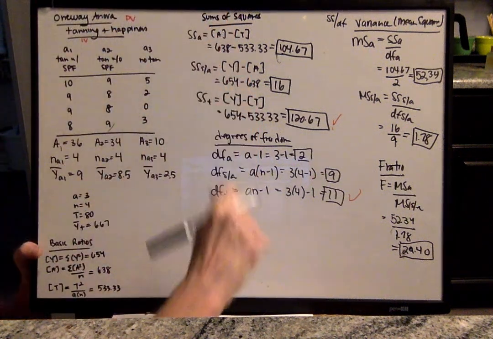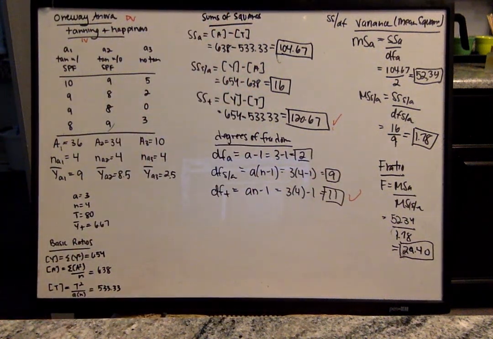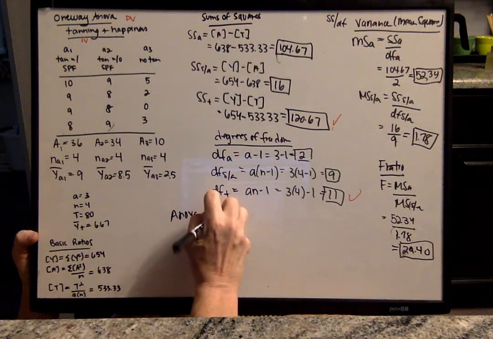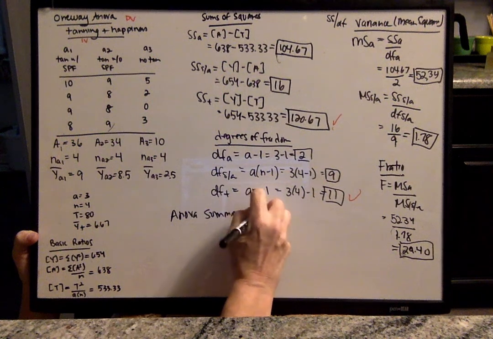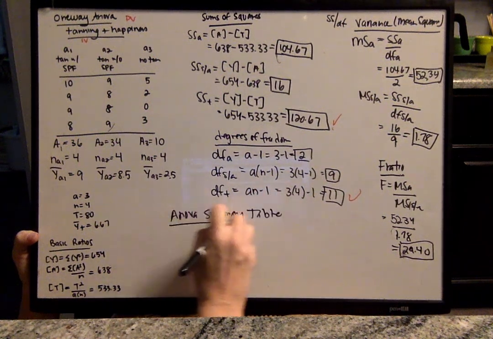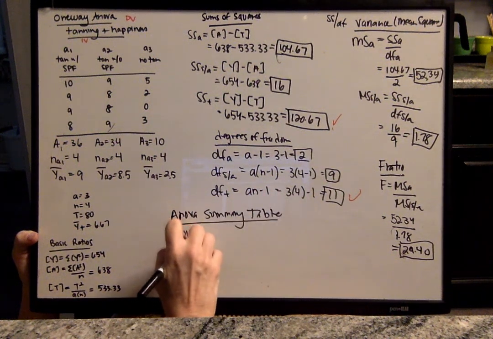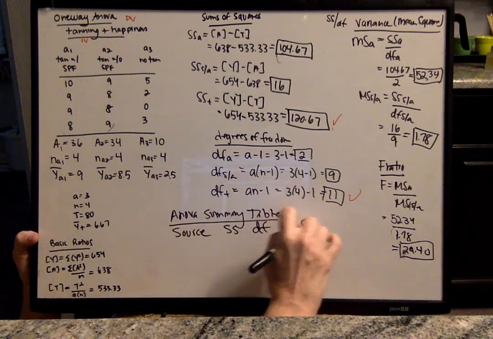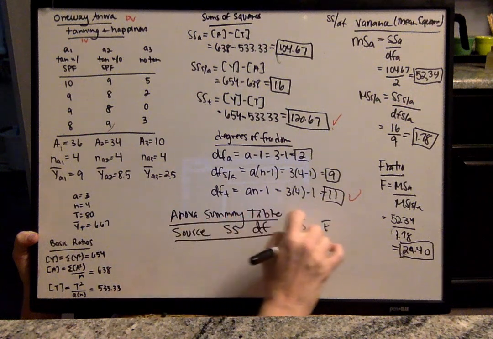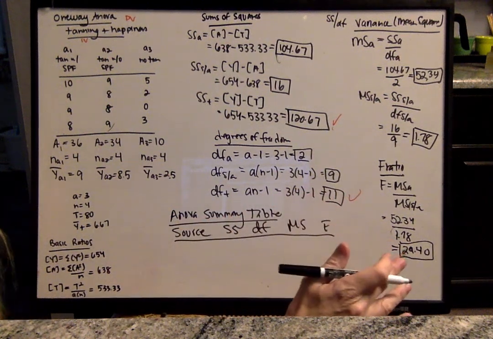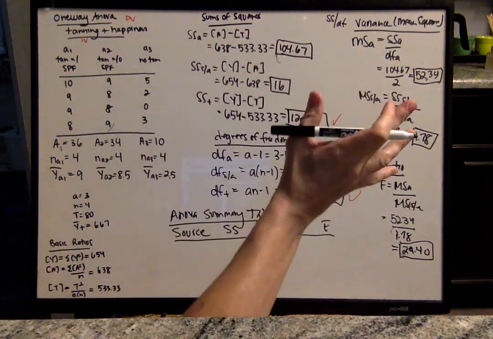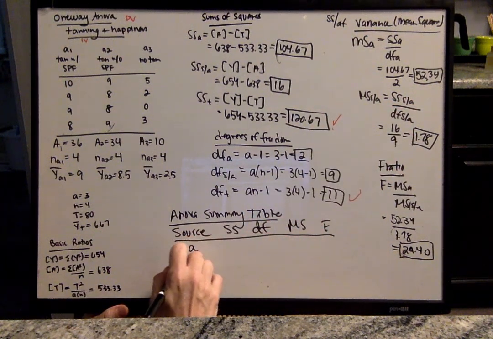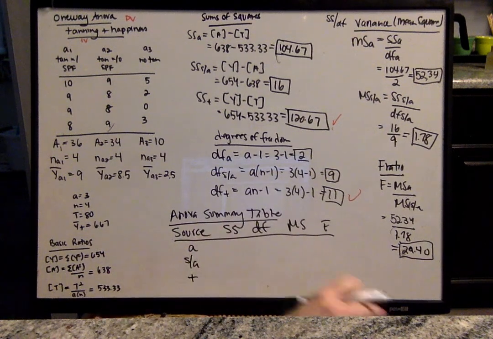The last thing that we're going to do, and I tried to leave myself some room here, is we are going to end with our ANOVA summary table. All right, so our first column is source, sum of squares, degrees of freedom, mean square, and F. And really all we do on the ANOVA summary table is we're going to summarize the numbers that we just calculated. So our sources are A, S over A, and T.